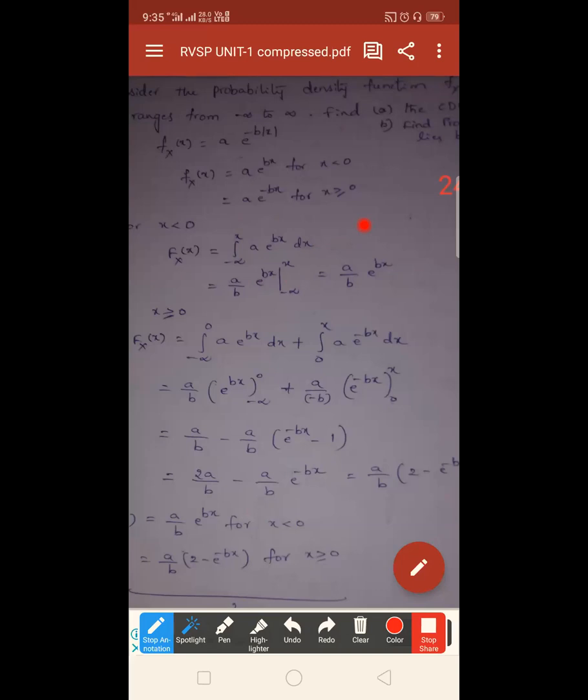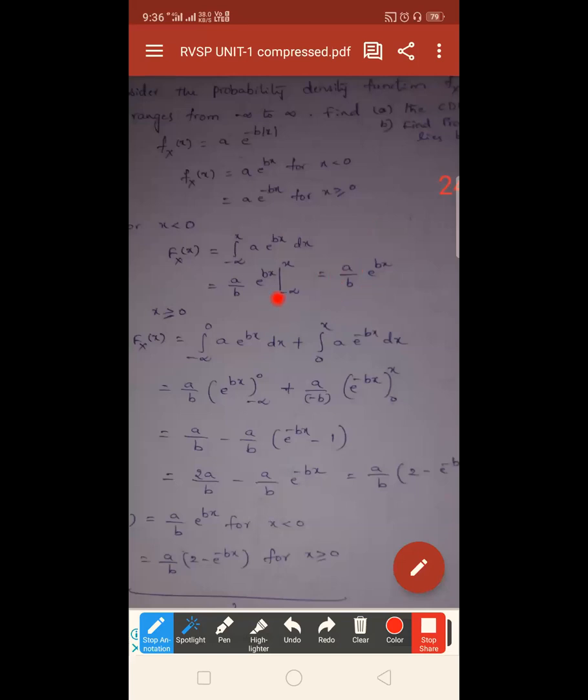What is the integration of e power bx? It is e power bx by b, isn't it? The integral of e power bx dx is equal to e power bx by b. The denominator b is also constant, so you can write it outside. Now you have to apply the limits minus infinity to x for the term e power bx only. So here a by b is constant.